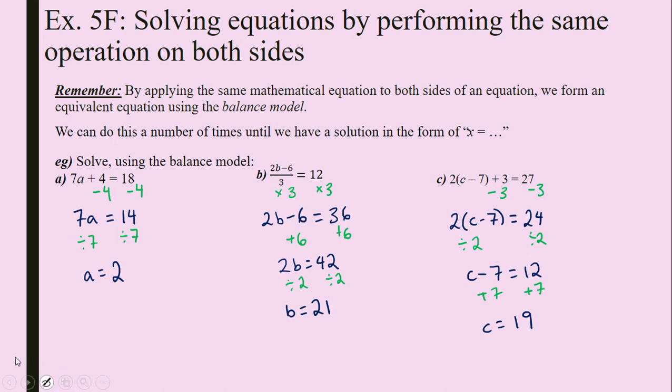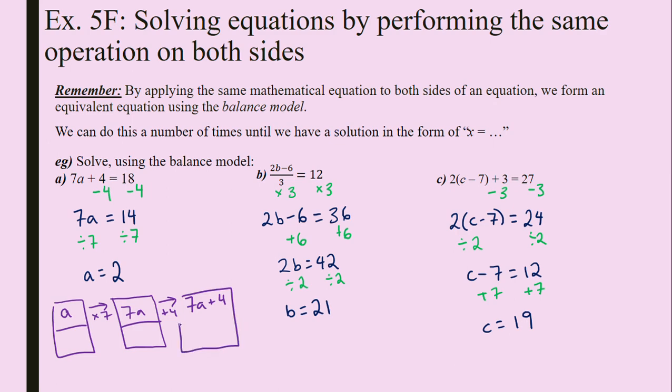And what we're effectively doing, if I just sketch this first one out, let's use purple. If we sketch this first one out as a flowchart, we would start with a. And the first thing we do to a is multiply by 7 to give us 7a. And then we would add 4 to give us 7a plus 4. That there is all equal to 18, and then we would go in the opposite direction. So the first thing we would do is subtract 4, which is what we did here. Okay, we subtracted 4 to get 14.